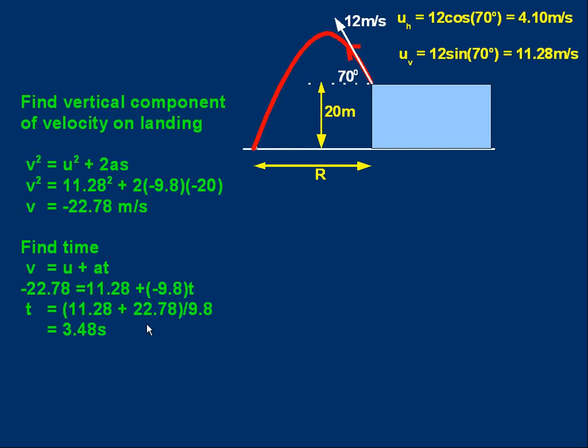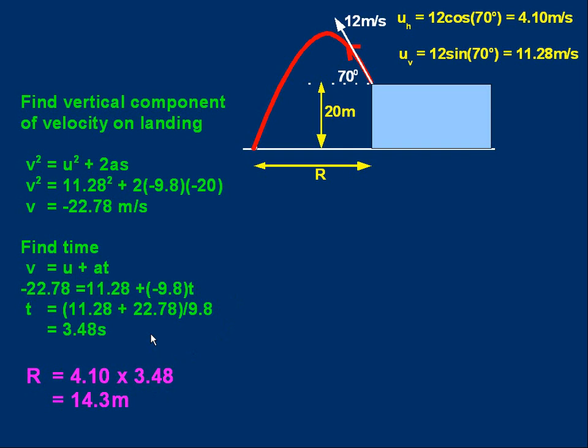To get the range, the last bit is easy. The horizontal velocity was 4.1 meters per second, and that was constant. So it was moving horizontally at 4.1 meters per second, and that didn't change. The range distance is speed times time. The horizontal speed is steady, so it's moving at 4.1 meters per second for 3.48 seconds. Distance is speed times time, 14.3 meters. Pretty straightforward in the end, but some messy arithmetic we have to work through.